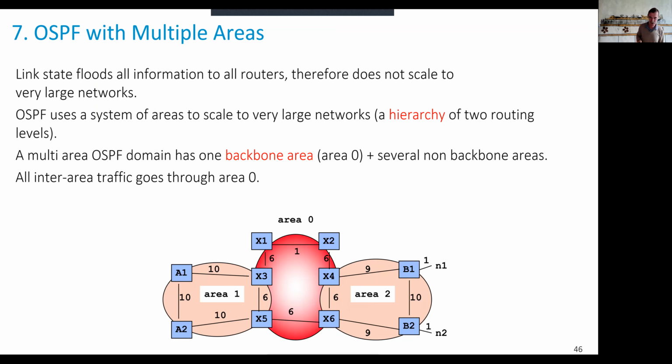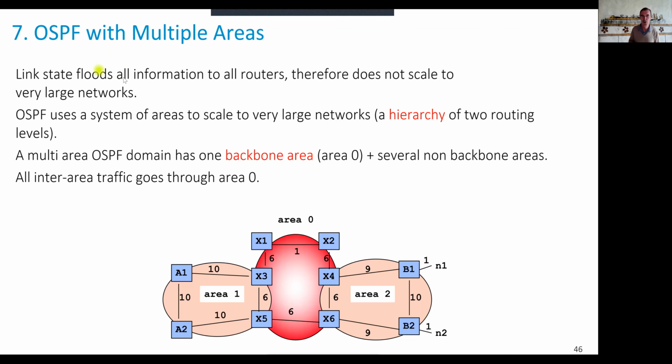Somebody asked in the chat, how large can an OSPF network be for this to work? And that's an excellent question. Of course, because we flood all information to all routers, it doesn't scale to very large networks. So if you're a global operator and you have operation in all countries in the world, you may have a few thousands of routers, and you may not want to run this in all networks, in all routers.